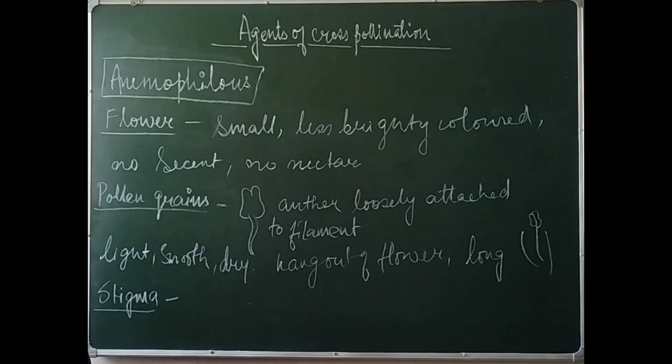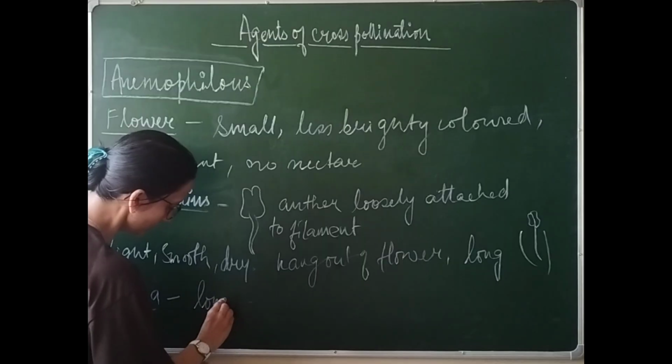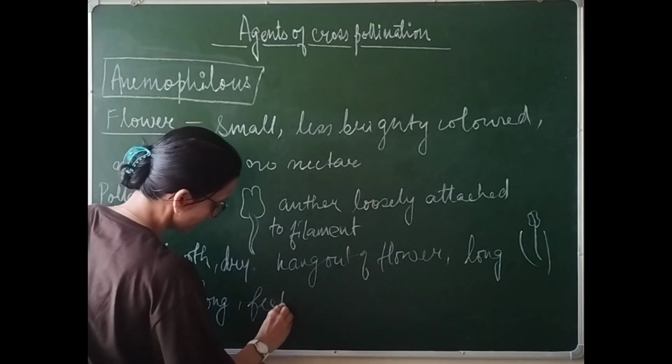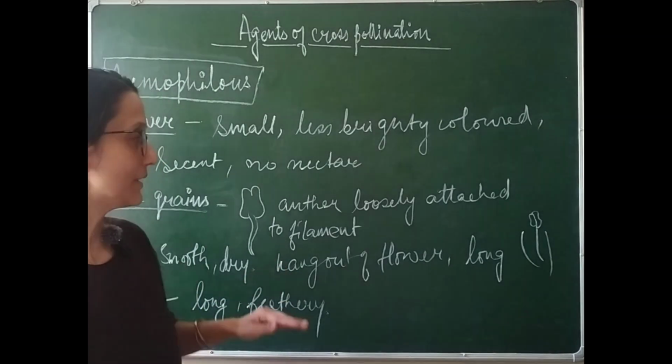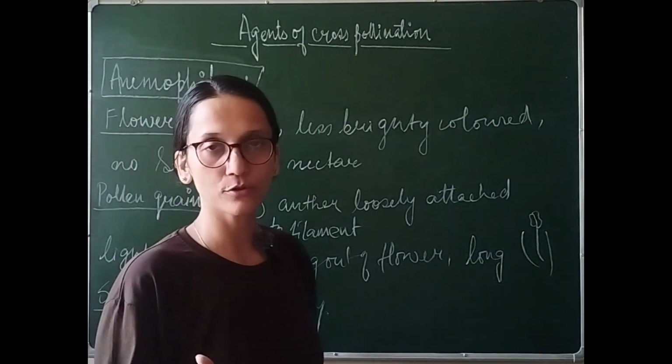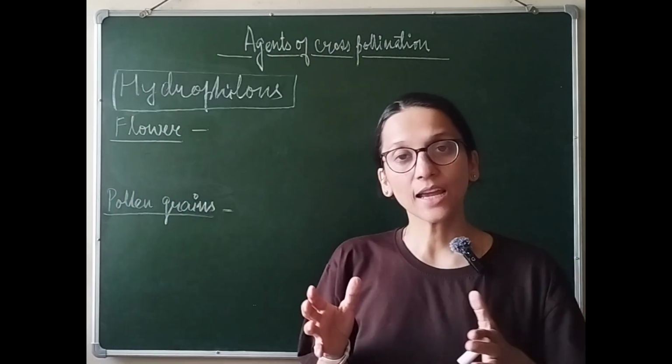The last part is the stigma. The stigma is also going to be long, and it will be feathery. So these are the characteristic features of a flower that will be pollinated by wind, and they are also known as anemophilous flowers.